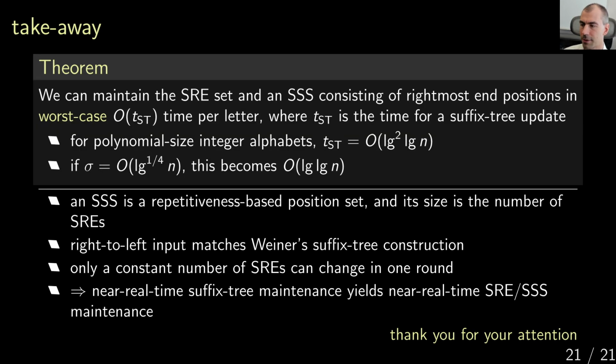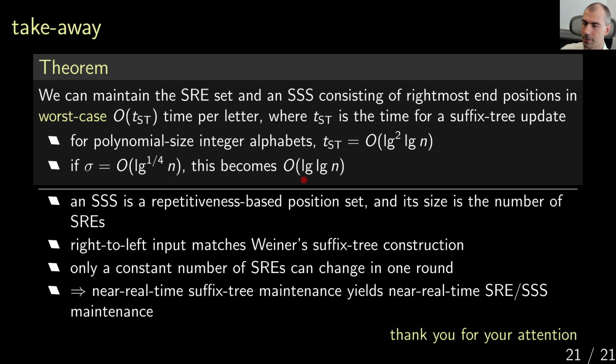So what are the complexity bounds? We can maintain the SREs and our SSS set in order T_ST worst case time per letter, where again recall that T_ST is the time for a suffix tree update. And if we use one of the last 2 approaches in the table I've shown, you get this time, or you can get rid of the square exponent if the alphabet size is small enough. So this is another solution.